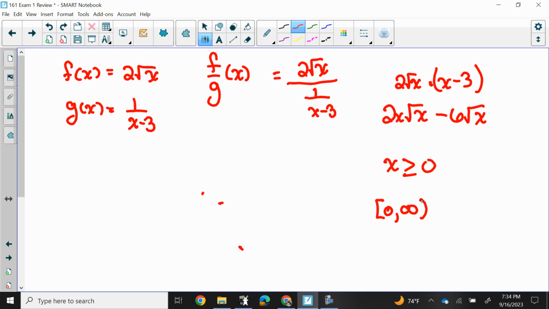And again, I talked about the vertical line test and stuff like that. Please make sure that you submit any work so that I can give you partial credit if you need it.